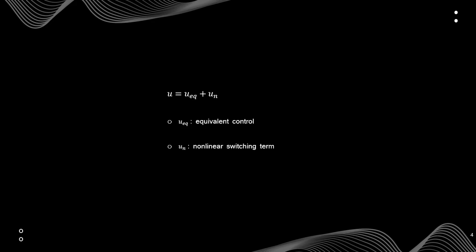The general form of a sliding mode control has two parts. The equivalent control, which keeps the system on the surface, and the nonlinear switching term, which brings the state to the surface.